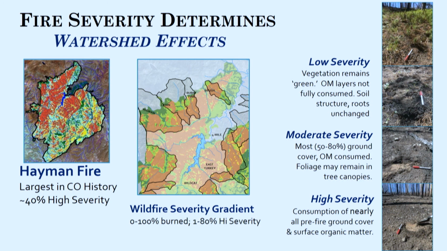Hayman is a unique fire in that a very large percentage of it was burned at high severity, and the picture of that shows that large area of high severity on the left-hand side. Interestingly, a big part of that burned within one day, burned about 27 miles, driven by winds. So a very, very severe situation.